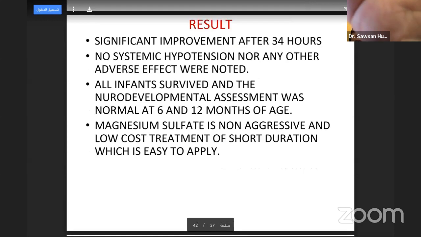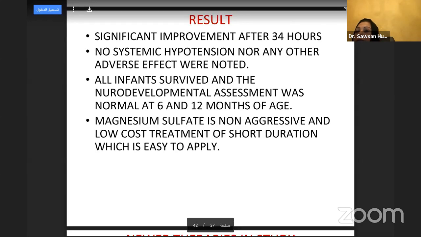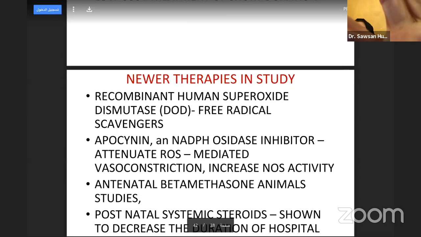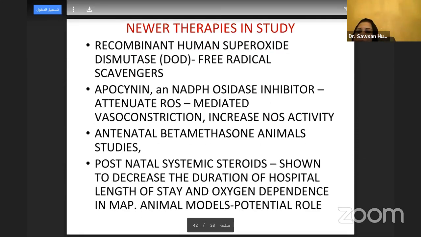What was the result? Really, there was a significant improvement after 34 hours. No systemic hypotension, nor any other adverse effect were found. All infants survived, and the neurodevelopmental assessments were normal at the age of 6 and 12 months. So it's a non-aggressive and low-cost treatment of short duration, easy to apply. It can be used in institutes where even sildenafil or high frequency ventilation or even conventional ventilation is not available. It really gives a good result if you use it together with conventional ventilation.